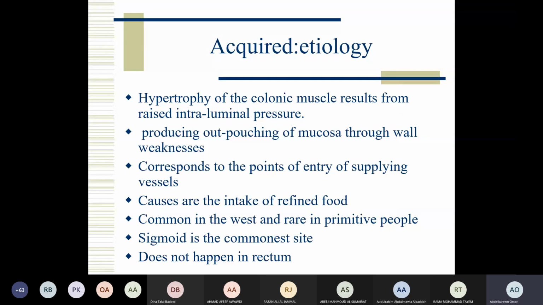in order to supply the colon mucosa. This is a very important step. Blood vessels enter the wall of the colon.